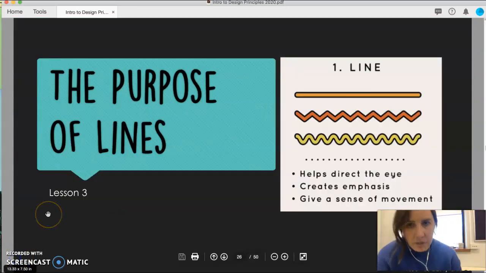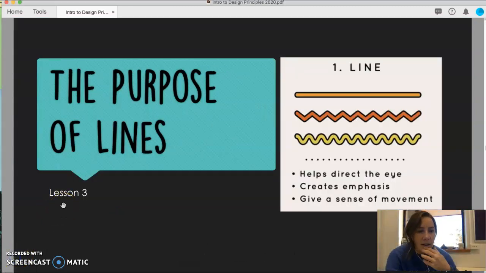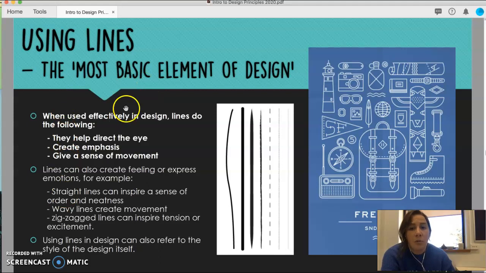Alright, today's lesson is specifically going to focus on the purpose of lines, and this is like a weird one because a lot of people haven't really ever considered why lines are important, but they're actually known as the most basic element of design. Now there's three main things that you need to know.